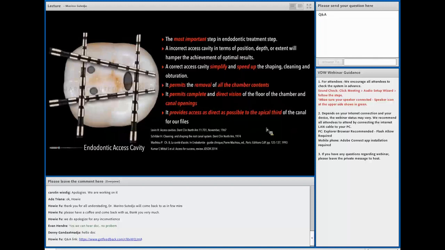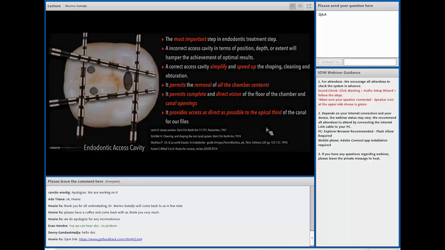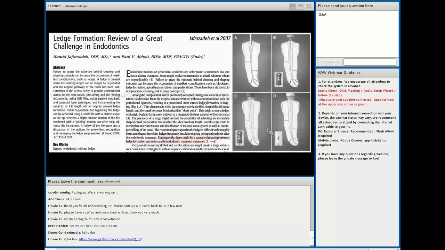So if we are talking about access cavity, in order to fulfill this less is more concept, we have to understand that the access cavity is very important because with a good access cavity, we can permit the removal of all the chamber's content. We can permit complete and direct visualization of the floor of the chamber. We can provide access as direct as possible to the apical third of the canal. And access is always crucial.